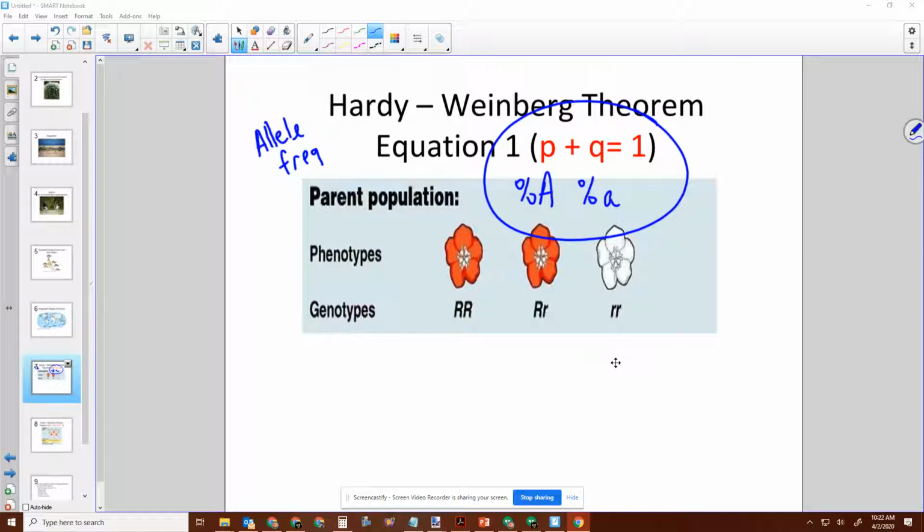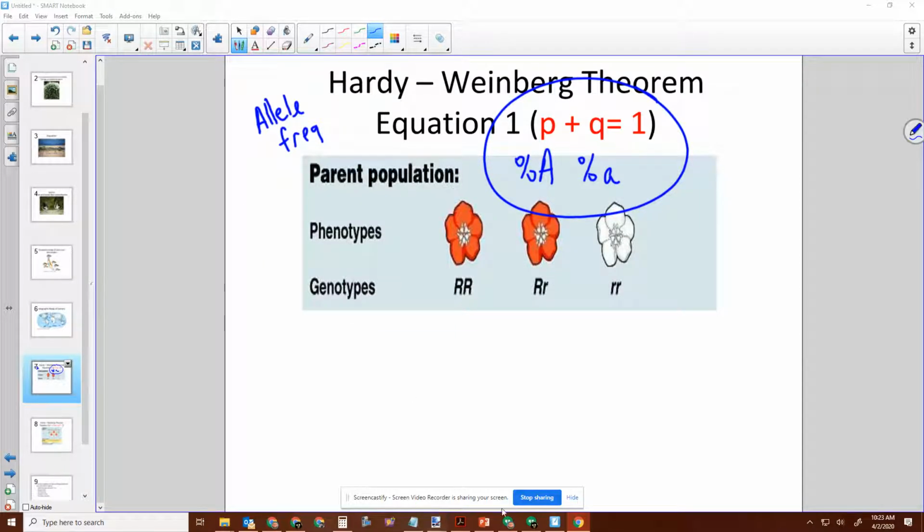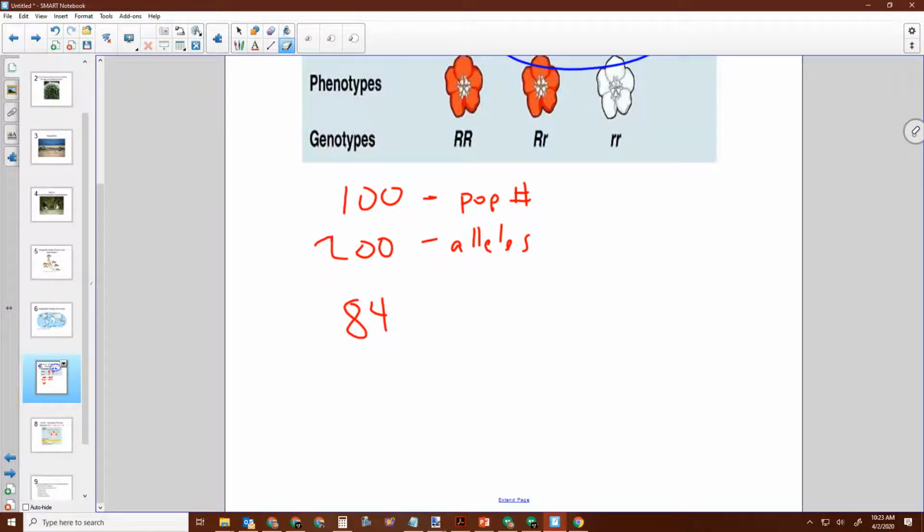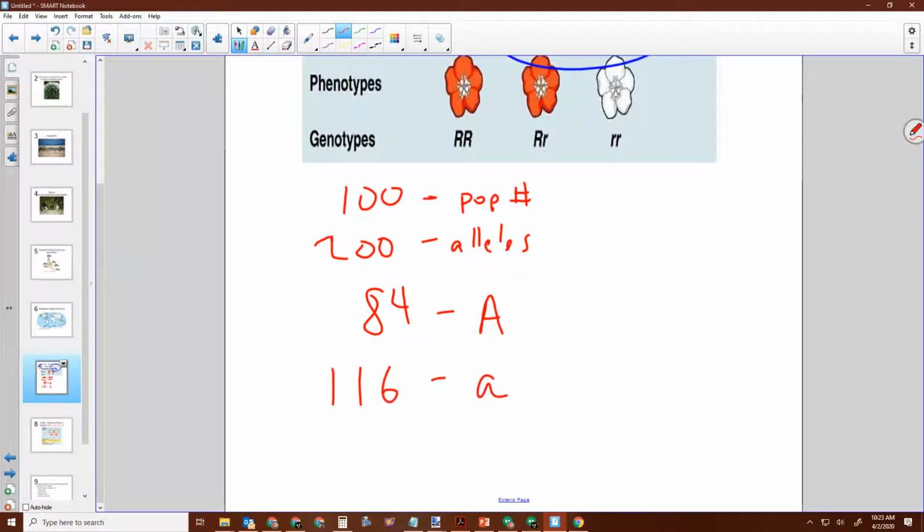Let's just use that set of parameters here. Let's go to 100 to make things easy. Let's say that there are 100 individuals in a population. That's the population number. So there are 200 alleles in that population, right? Because each individual has 2 alleles. Let's say that there are 84 big A's in that population. Well, that means that there are 116 little a's in that population.